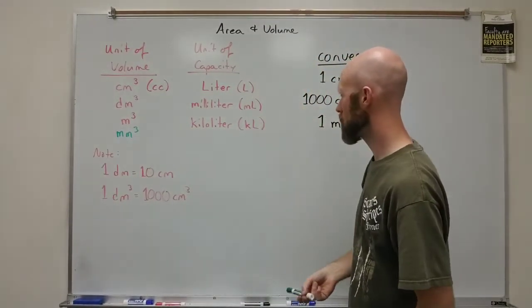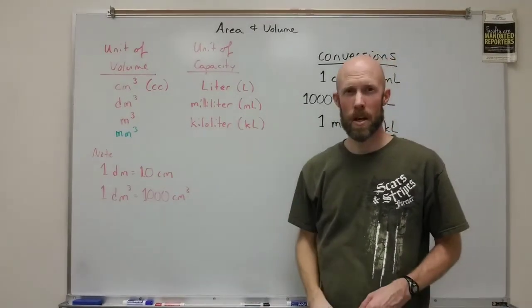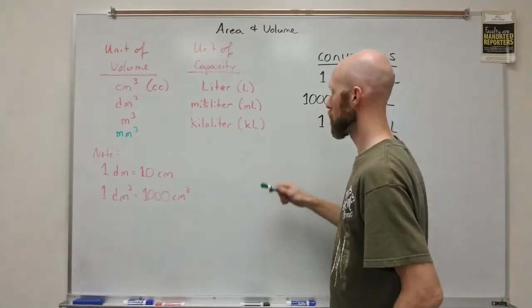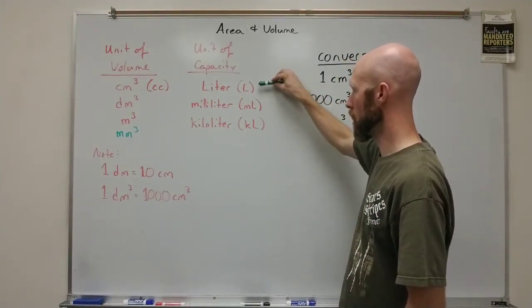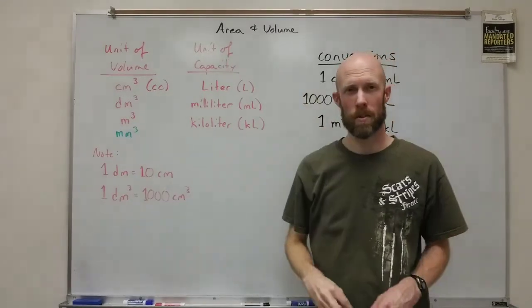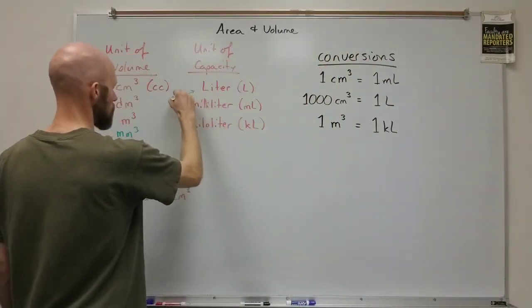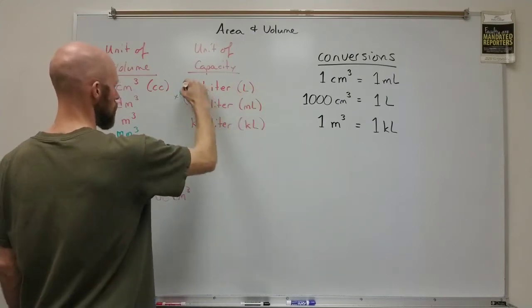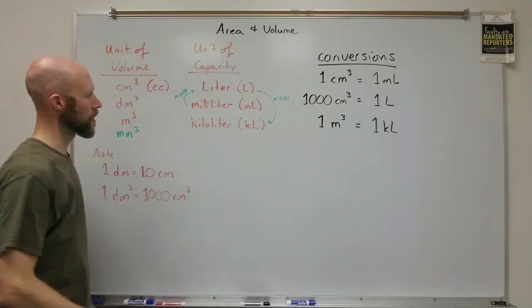Units of capacity, we look at liters, milliliters, kiloliters. Of course, when you're looking at these, you've got 1,000 milliliters in 1 liter and 1,000 liters in 1 kiloliter. So you have times 1,000 to go that way, and times 1,000 to go that way.